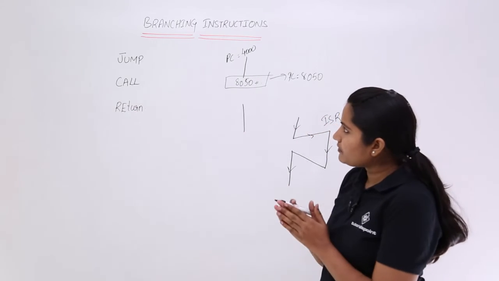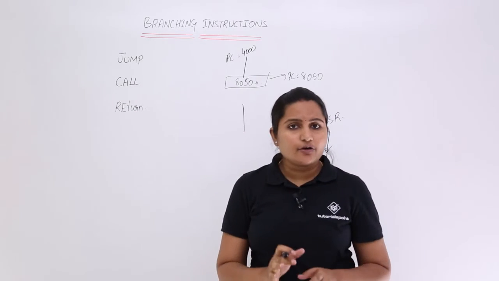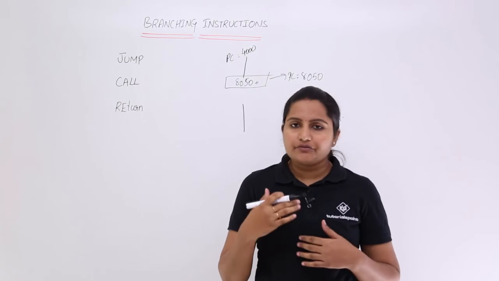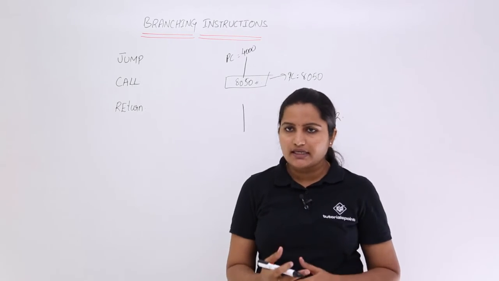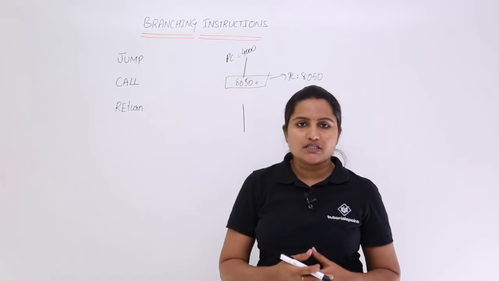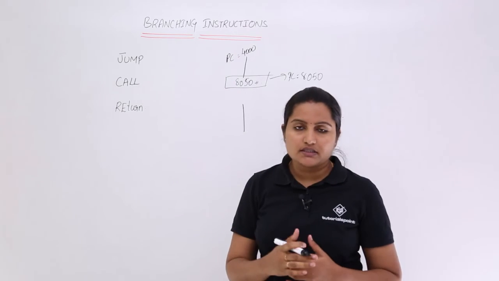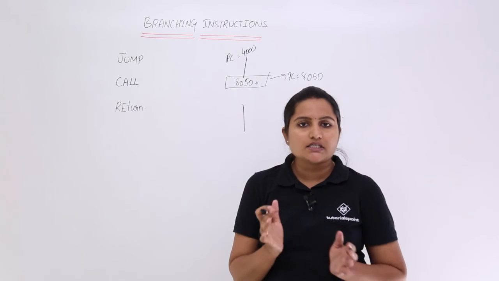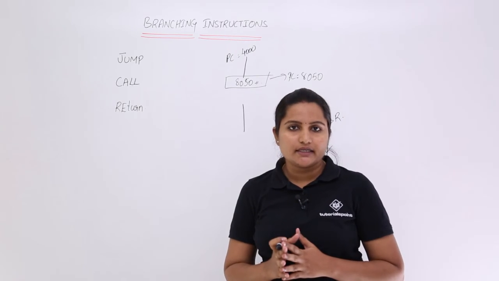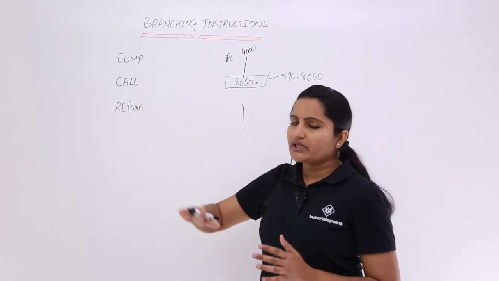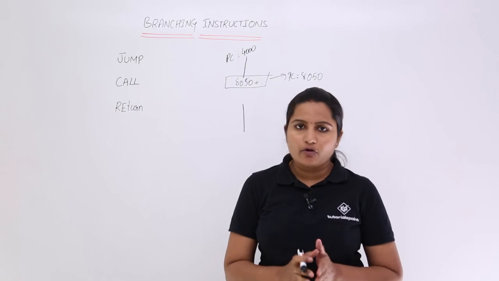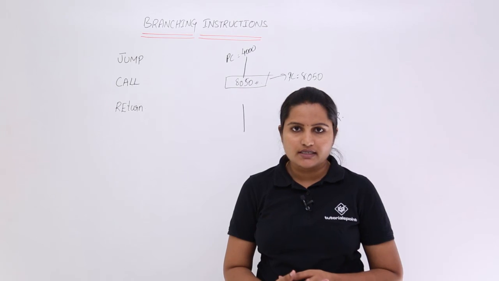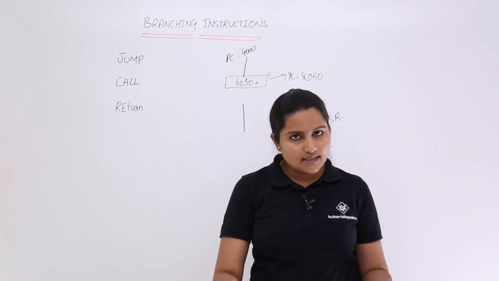So, all these three related to branching instructions we will discuss from the next class onwards. One by one we will discuss clearly what jump instructions are, what is meant by call instructions, how many call instructions there are and problems related to call, and coming to return, the return instruction and related problems. We will discuss all these three one by one in the next classes.